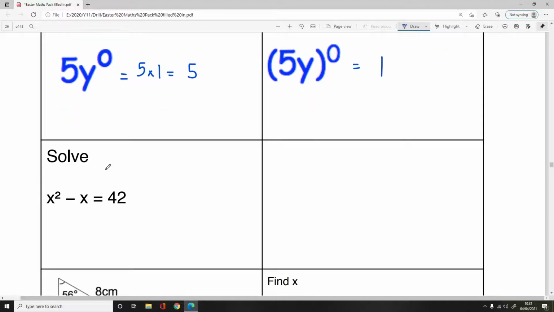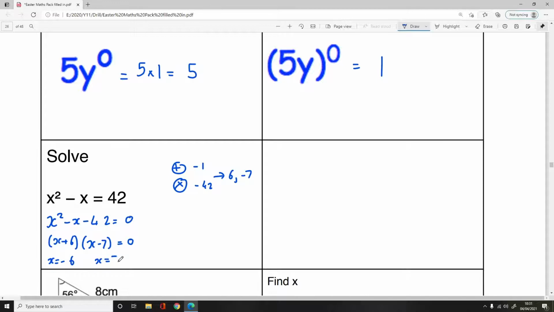Standard quadratic, what do we need to do? We need to make one side equal to 0 before we do anything. Then we need to add to minus 1, we need to times to minus 42, and the numbers that do that are 6 and minus 7. So (x + 6)(x - 7) = 0. Then we need to flip our signs at the end, so x is equal to minus 6 or x is equal to 7. You could of course do that with the quadratic formula, but again you'd have to make one side equal to 0 first. Okay.